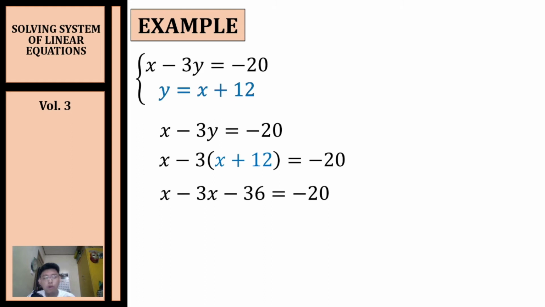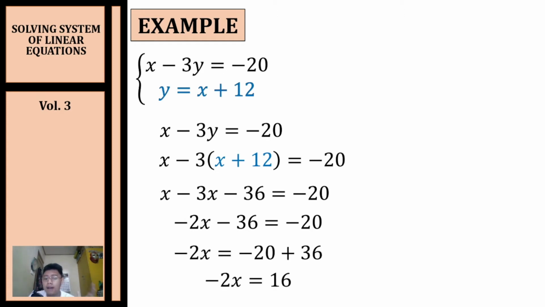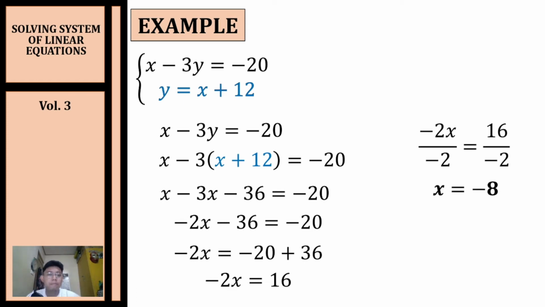If you observe, we only have one variable in this equation. Therefore, we can now solve for the value of that variable. In this case, we solve for the value of x. Let's solve by combining like terms. We will have negative 2x minus 36 is equal to negative 20. Then transfer negative 36 to the other side of the equation and combine like terms. So we will have negative 2x is equal to 16. Let's solve for x by dividing both sides by negative 2. Now, x will be equal to negative 8.